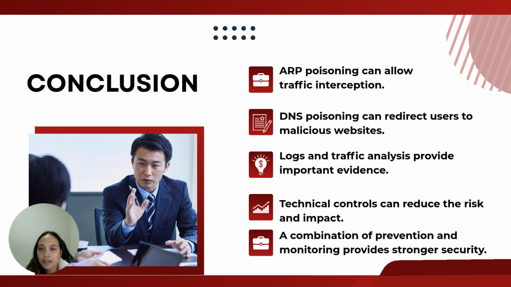The last slide, conclusion. In conclusion, ARP poisoning can allow traffic interception, while DNS poisoning can redirect users to malicious websites. Network logs and traffic analysis can provide evidence of these attacks, and technical controls can also reduce the risk and impact. So the main lesson here is that organizations need both prevention and monitoring to maintain network security.